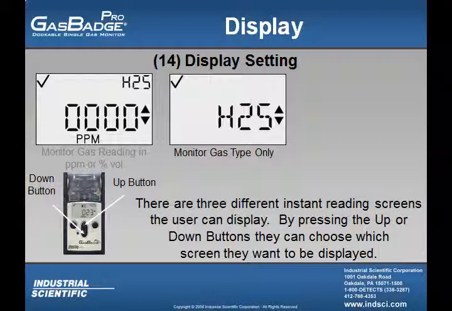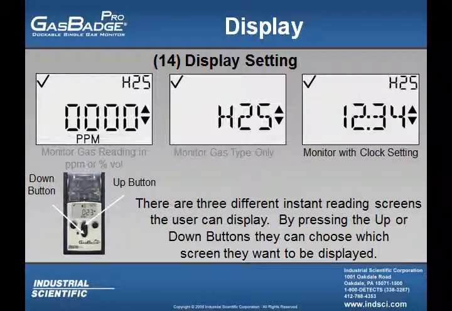The second option the user can set the screen to is to show the gas type only, and this will only display whatever type of sensor is in the GasBadge Pro. And the third option the user can set the screen to is to show the clock time. In the first and third option, the sensor type is displayed in the upper right-hand corner of the display.